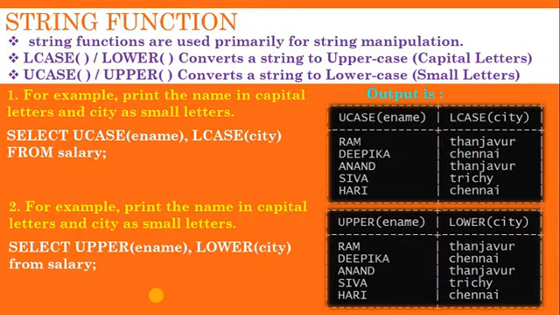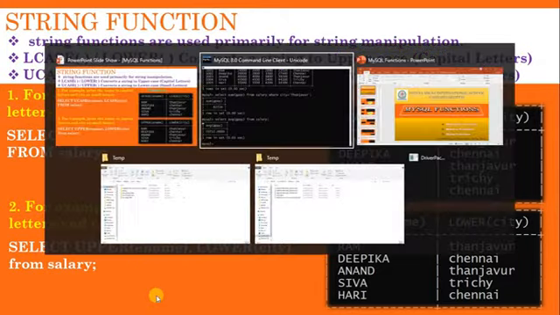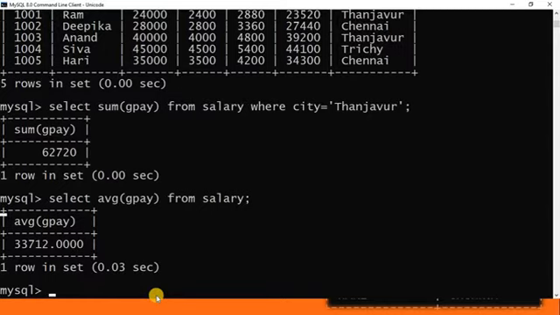The UCASE function converts a string to uppercase. Uppercase means capital letters. The LCASE function is used to convert a string to lower case, that means small letters. See this example. For example, I want to print the names in capital letters. See the query for how to print names in capital letters.